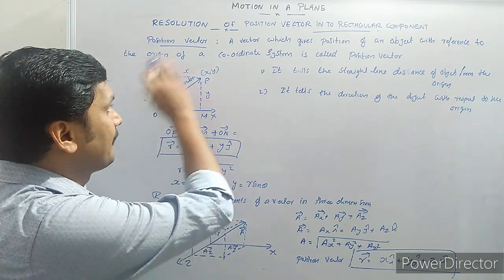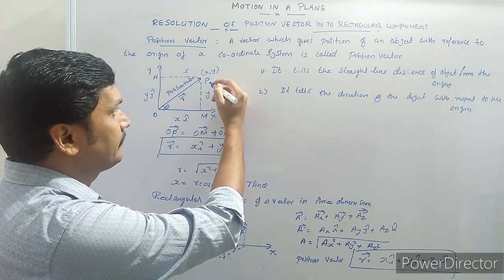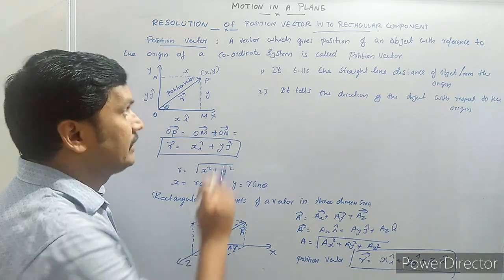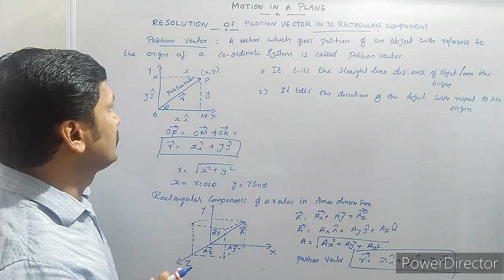Here we have shown a position vector r. Here the position of the object is P. x and y are the coordinates with respect to the origin.